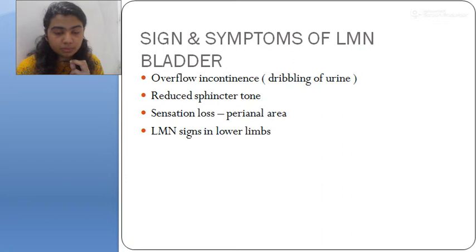Signs and symptoms will be overflow incontinence, that is dribbling of urine. When the bladder fills up to a certain level of filling pressure, after that the bladder will start to overflow, and that will be seen as dribbling of urine. Reduced sphincter tone, that is external sphincter tone, sensory loss in the perianal area, and the LMN signs in the lower limbs, meaning hypotonia and everything.